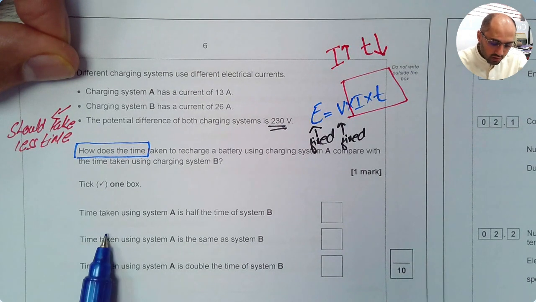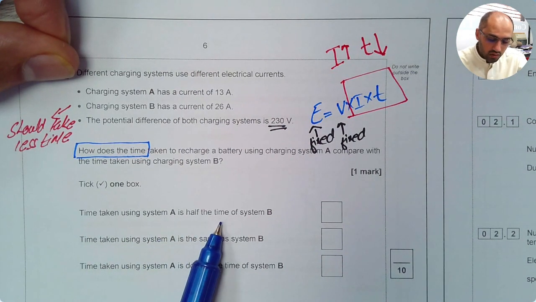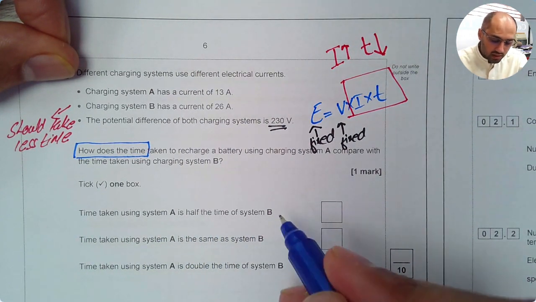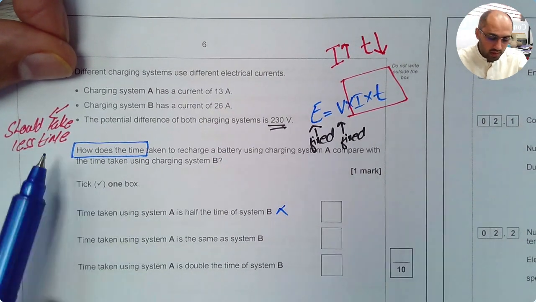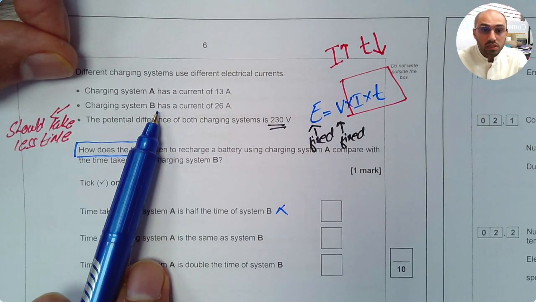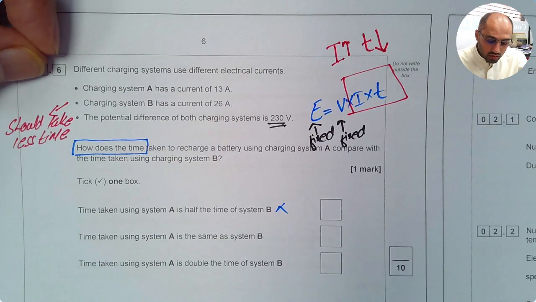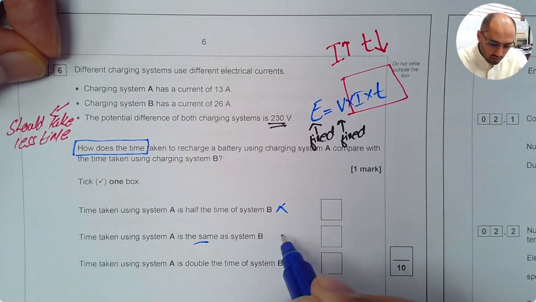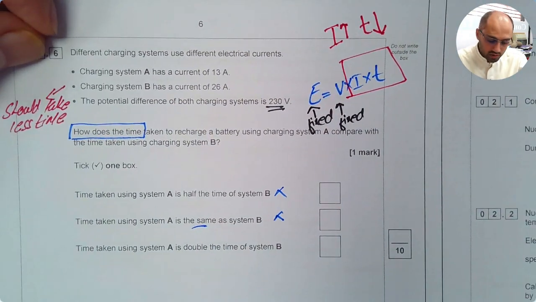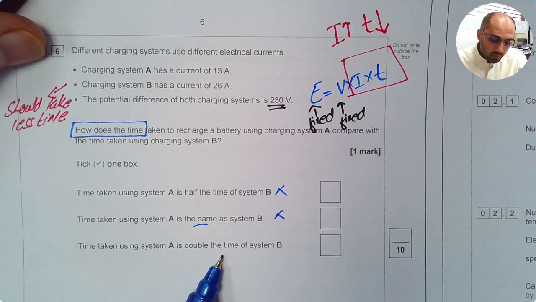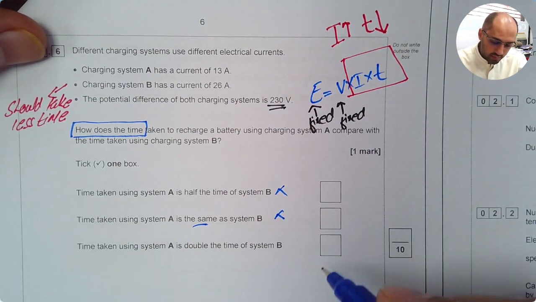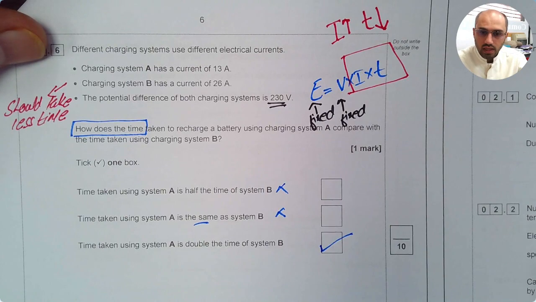Now let's explore the given options. It says time taken for system A is half the time of system B. That's not right, because in this case we said time for system B will be smaller. Time taken using system A is the same. That's wrong as well. Now we are only left with one option. It says time taken using system A is double the time of system B. That makes more sense. So the answer is this.